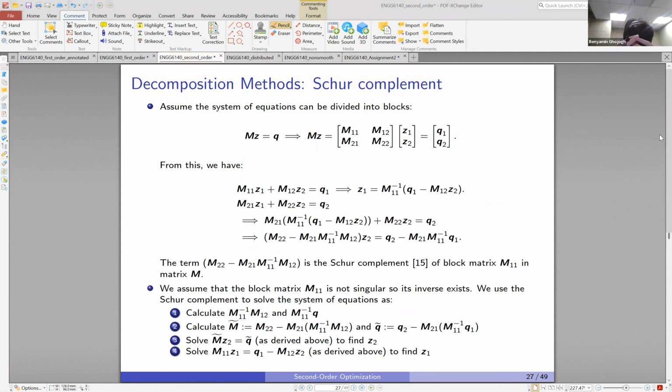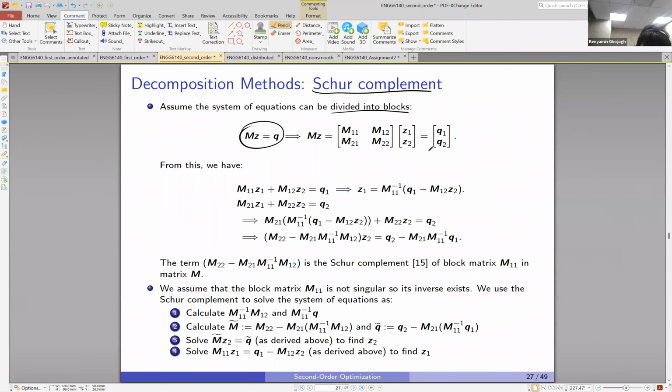So Schur complement is also mostly used in optimization toolboxes. And what is that? So when we have MZ equals Q, now let M be a block matrix. We can assume that the matrix M is divided into several blocks, M11, M12, M21, M22, and each of these is a block. So you have sub matrices inside this matrix, and you can also divide Z into a concatenation of Z1 and Z2, and also Q into a concatenation of Q1 and Q2.